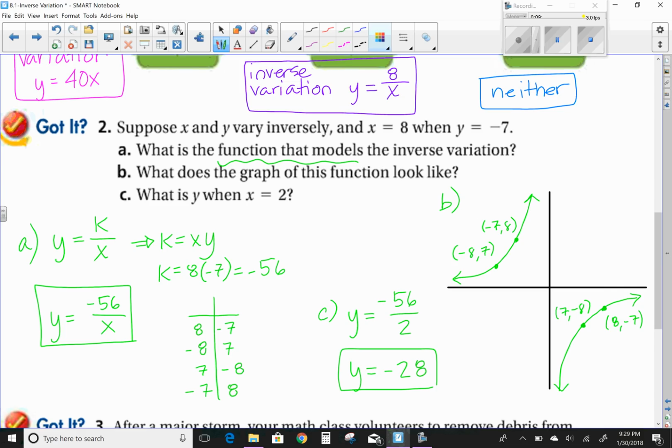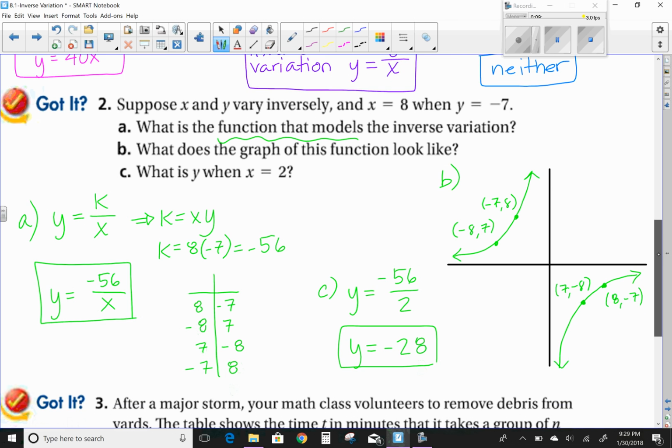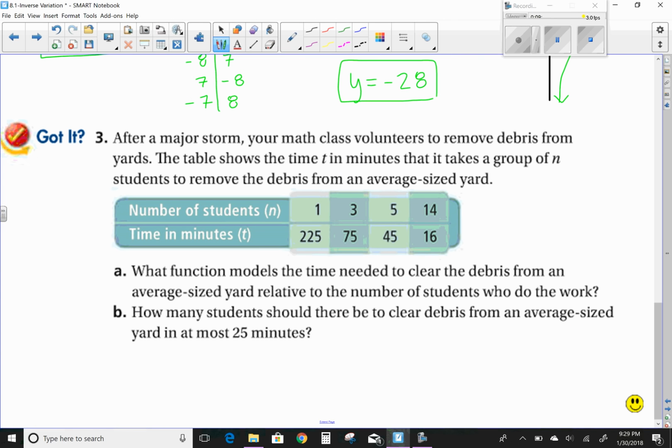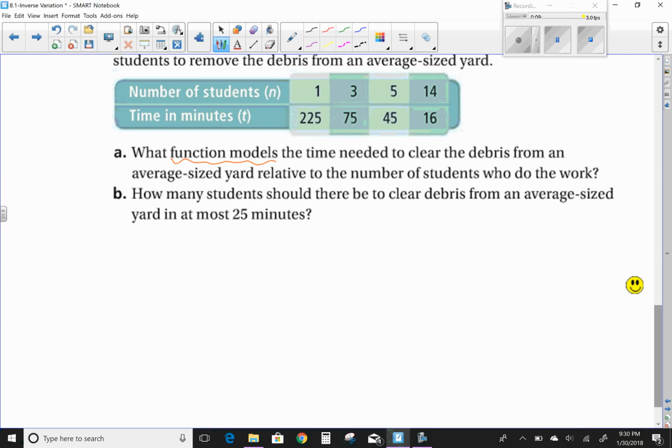All right, let's look at a word problem. It says, after a major storm, your math class volunteers to remove debris from the yards. The table shows the time t in minutes that it takes a group of n students to remove the debris from an average size yard. And then it gives you your chart. What function models the time needed to clear the debris from an average size yard relative to the number of students who do the work? So a couple of things that we have to talk about.